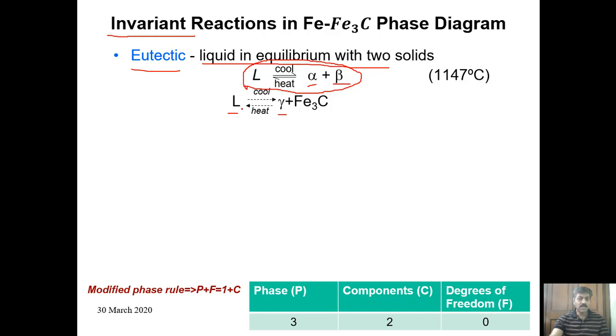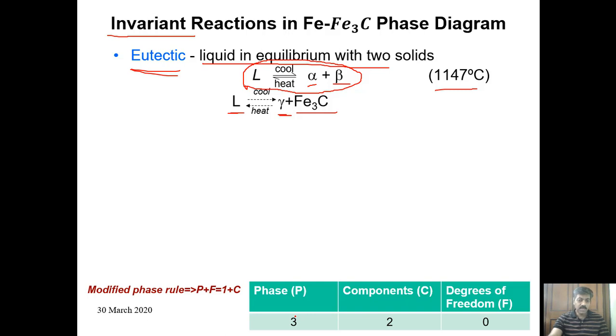Now in the iron carbide phase diagram, we will see this kind of eutectic system is also there, and that happens at 1147 degrees centigrade, where liquid will be converted into some solid phase and Fe3C, another solid phase. We'll see that in the phase diagram, then you will definitely understand these things. Okay, but other than eutectic, what are the other different invariant reactions? But before going to the other kinds of invariant transformations, let us see the degree of freedom of this eutectic reaction.